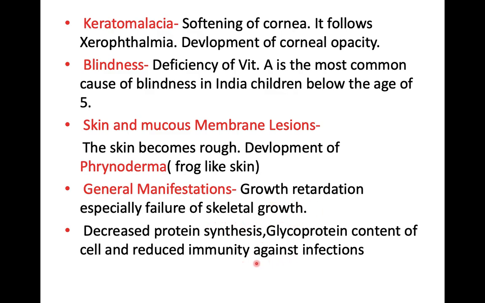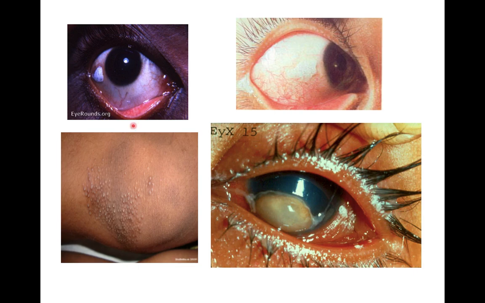If you see these few eye-related deficiency features of vitamin A, this is the Bitot spot, a triangular patch in the conjunctiva. This dryness of the conjunctiva leads to infection, and this is known as xerophthalmia. This is the corneal opacity, the condition known as keratomalacia, and this is phrynoderma, when there is development of rough skin.